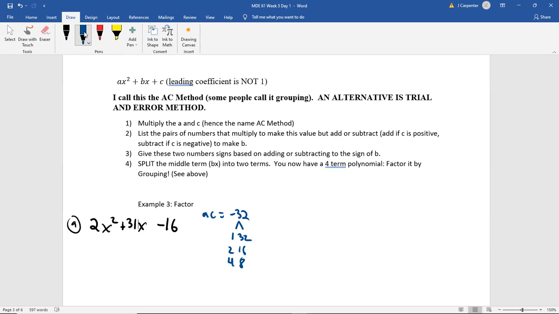Then this sign will tell us whether to add or subtract the pairs. We're subtracting. 8 minus 4 is 4. 16 minus 2 is 14. 32 minus 1 is 31. We're trying to make this 31, so boom, 1 and 32 work.